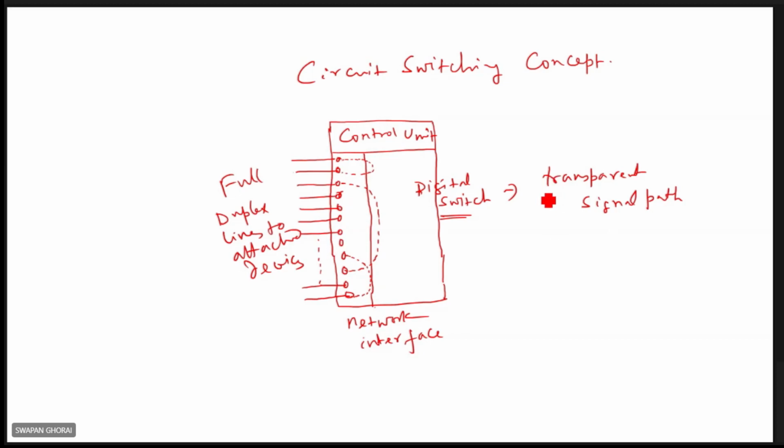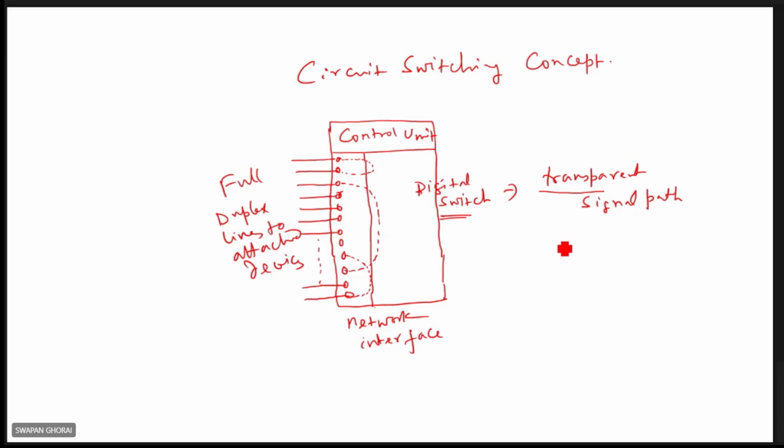Now the question is why it is called transparent. That is because there is a direct connection between them. The path is transparent because there is a direct connection between them. Right, that's why it is called transparent.